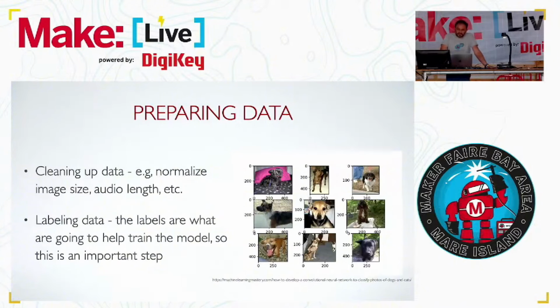So once you have collected your data, you'd want to prepare it. You'd want to clean up the data. For example, with images, you'd want to normalize the image size. For audio, you'd want to normalize the audio length. And then you're going to go about labeling the data. The labels are what are going to help train the model, so this is a really important step.